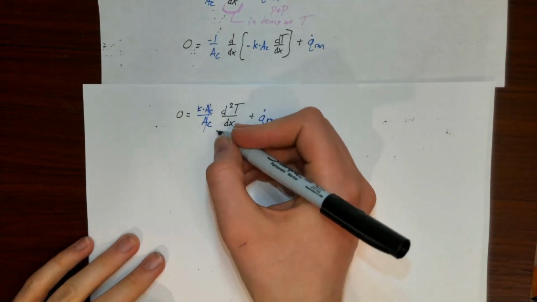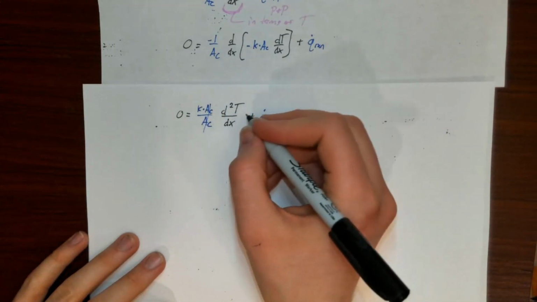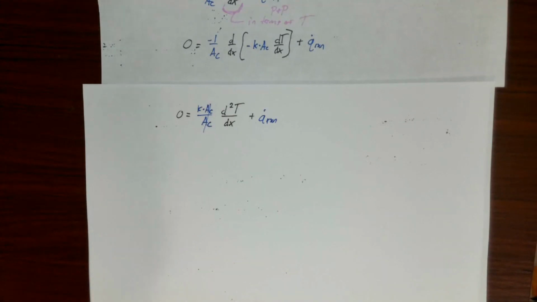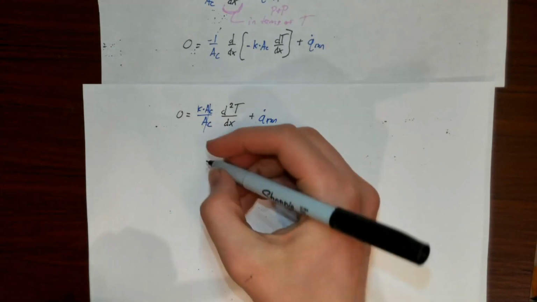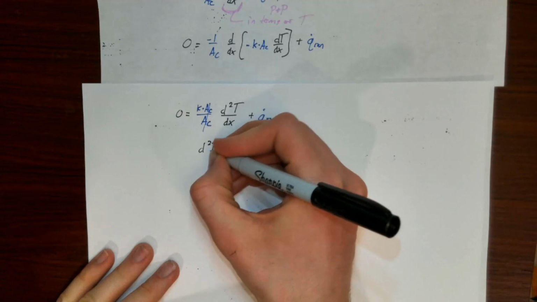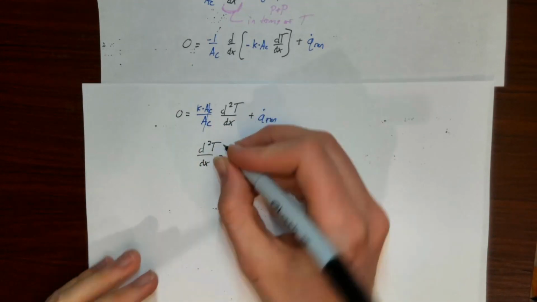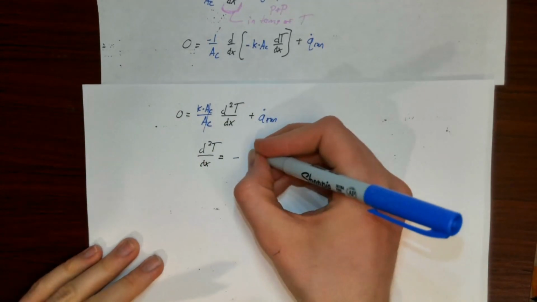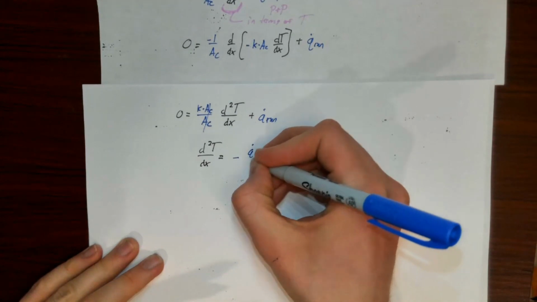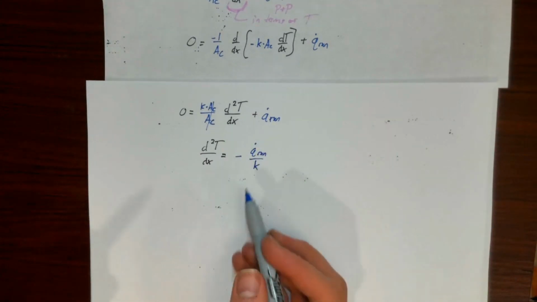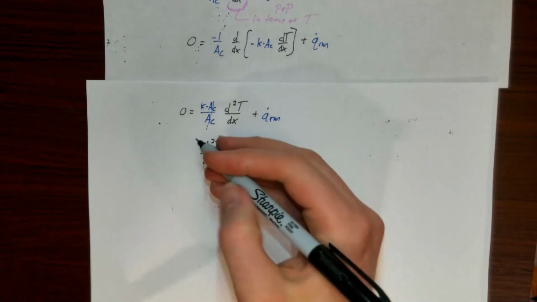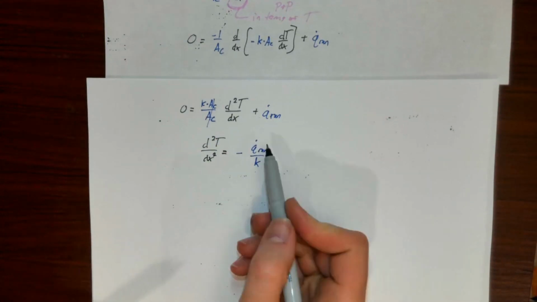So what am I left with? Well, I can kind of start bringing stuff to one side and the other. So I'm left with d squared T dx squared is equal to minus Q dot of my reaction over k. Oh, sorry, dx squared, second derivative.